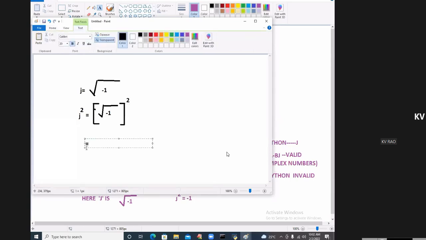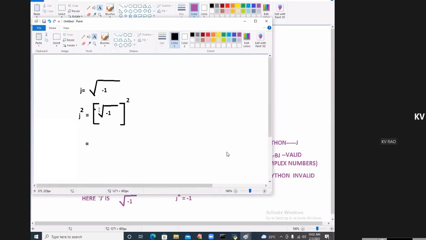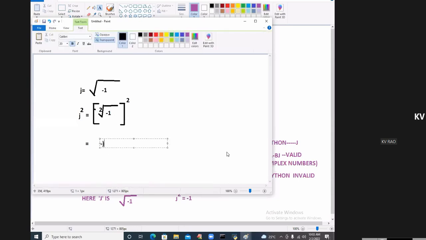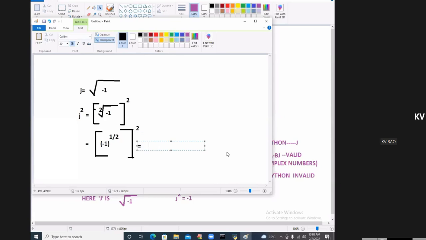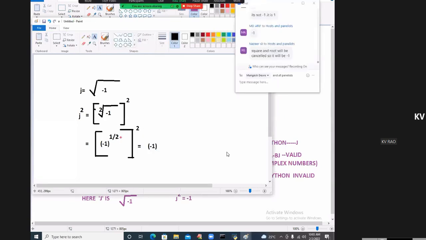Ashwini, listen carefully. Square means 2 is there. With your mathematics background, it is minus 1 to the power of 1 by 2, to the power of 2, since squaring on both sides is already there. You know the mathematics. Here a to the power of m to the power of n, this is called m, this is called n. That is nothing but 1 by 2 into 2.